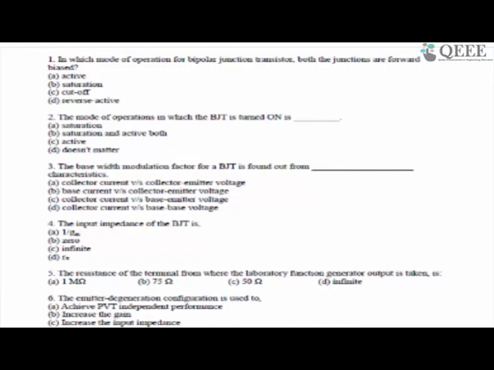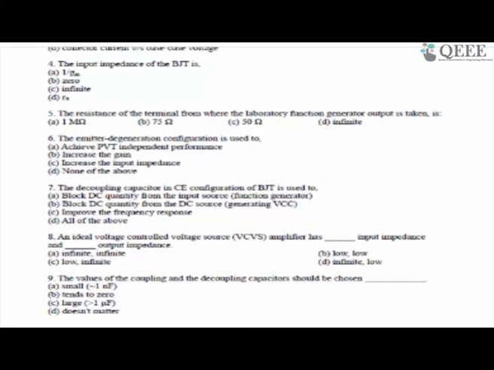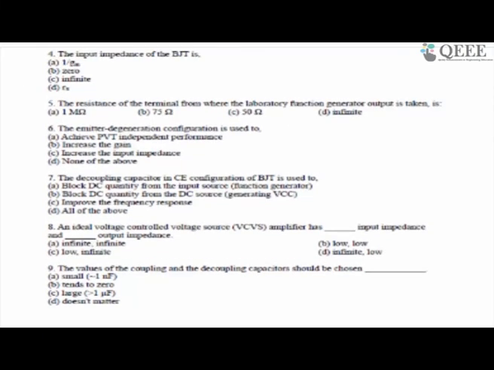The base width modulation factor for a BJT is found from which characteristic? It's the output characteristic, where you have the slope in the active mode region. The input impedance of the BJT is r pi. We will do it next lecture. Other than that, this is very important: the resistance of the terminal from where the laboratory function generator output is taken is 50 ohm, and the emitter degeneration configuration is used to achieve PVT independent performance. And similarly, you can answer the others also.